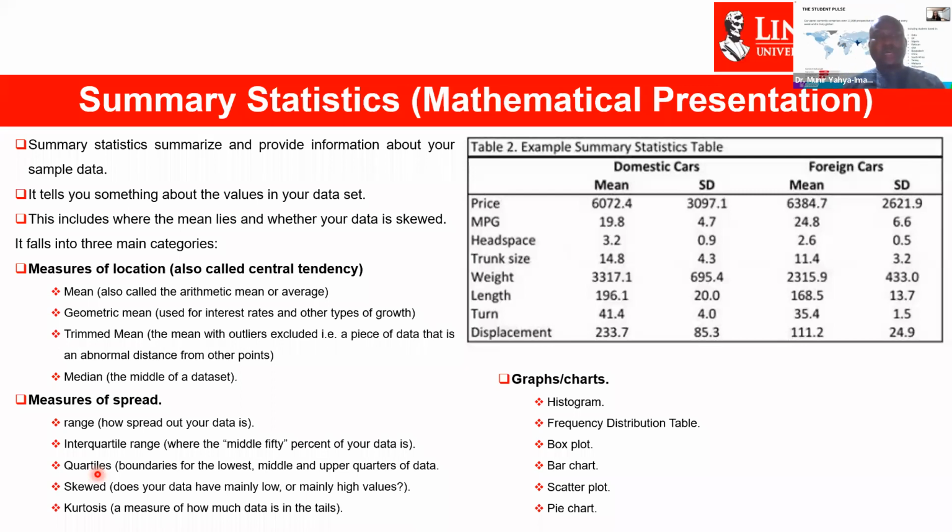And the third category is a graph or chart, which can include a histogram, frequency distribution table, box plot, bar chart, scatter plot, as well as a pie chart. But basically, summary statistics summarize and provide information about your sample data.